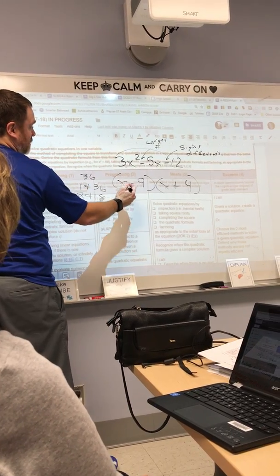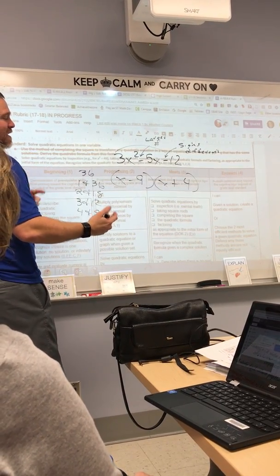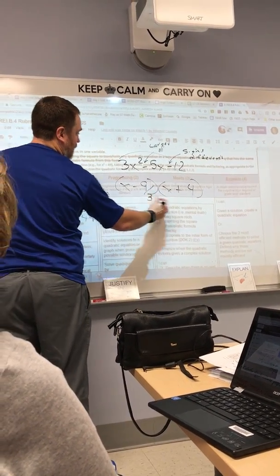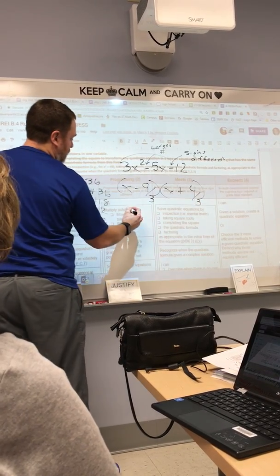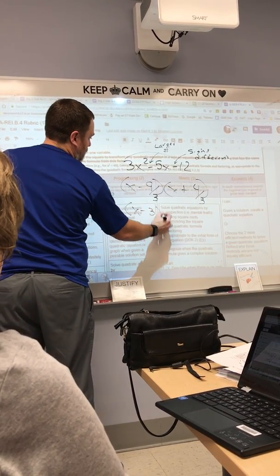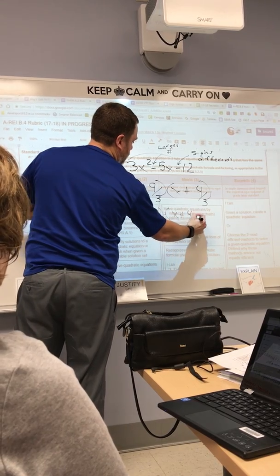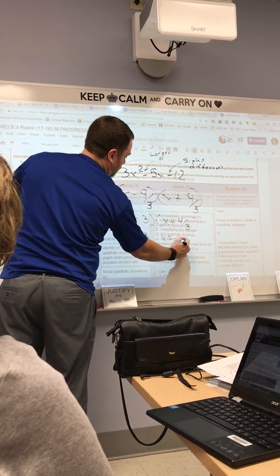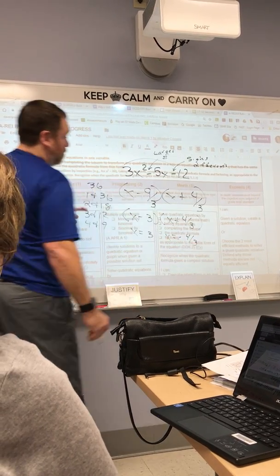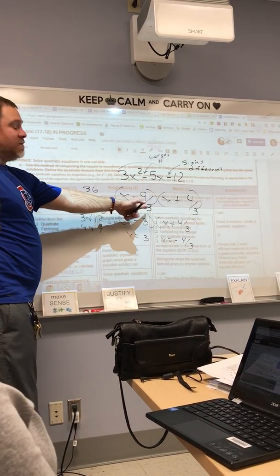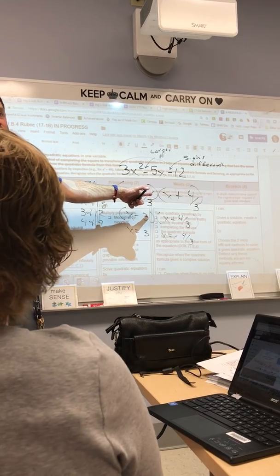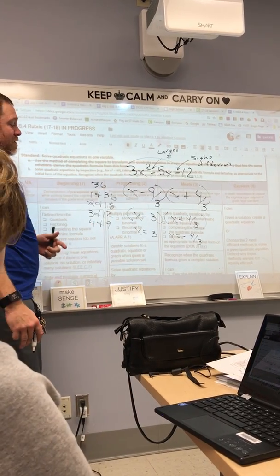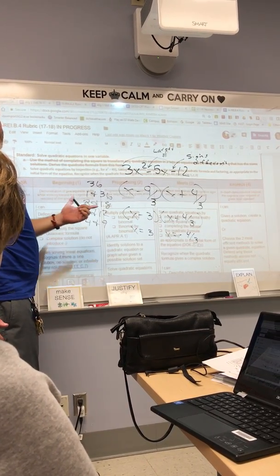But when you have an A term, and I don't know the rationale behind it, if you divide by your A term, you get x minus 3, x plus 4 thirds. So your zeros are 3 and negative 4 thirds. So whether the A is there or not, you'd either divide by 1 or divide by 3. I've never had a kid have problems with it.